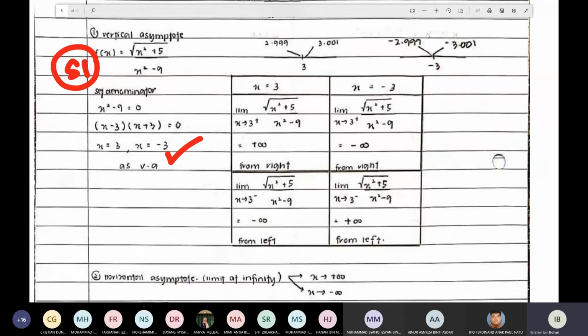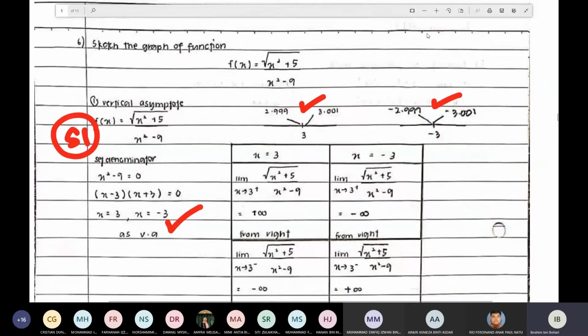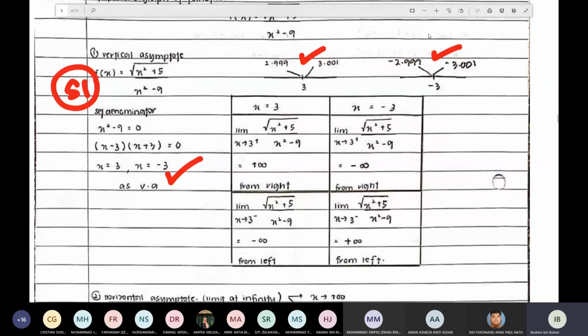And then using the infinite limit, you find the sign of the infinity, positive or negative. First value here 3, from the left 2.9, from the right here 3.001. Negative 3 from the left, negative 2.9. From the right here, negative 3.001. Value of x here equals to 3. From the right here equals to positive, negative from the left. And here from the right, negative, and from the left here equals to positive infinity.